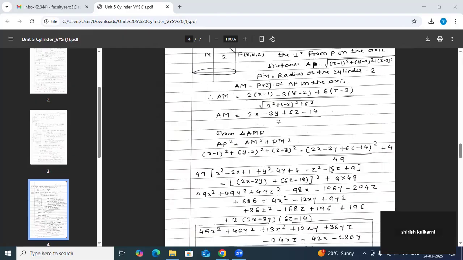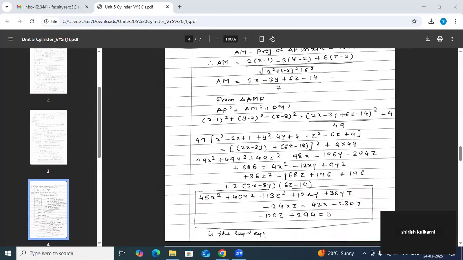Clear? Then you have to multiply 49 with the 4. This is the most important concept. Most students forget this: 49 into 4. The denominator is 49, so 49 is multiplied to each term. Multiply the left hand side. Here you have to multiply, but the 49 gets cancelled. Then 4 into 49 is 196. Then you have to simplify. Clear? 49 multiplies with the brackets, and also expand this bracket square.